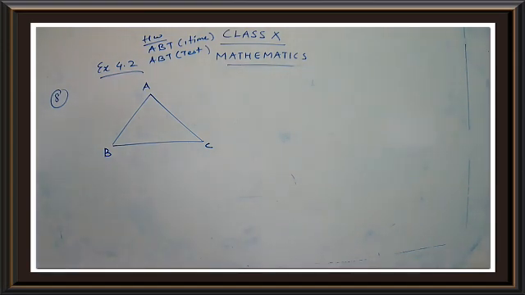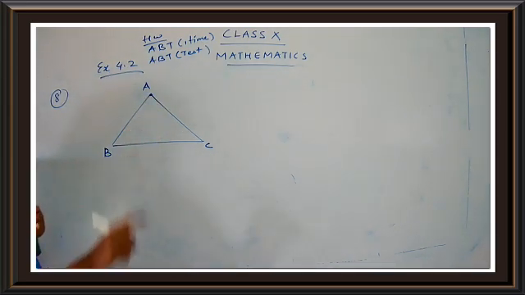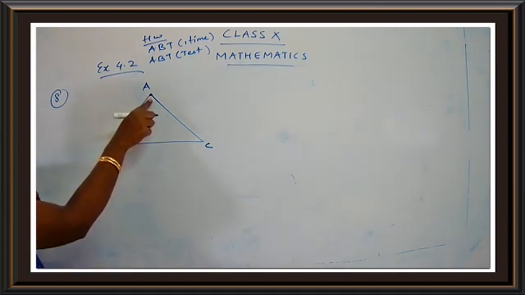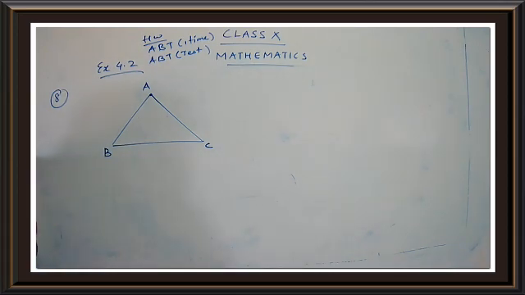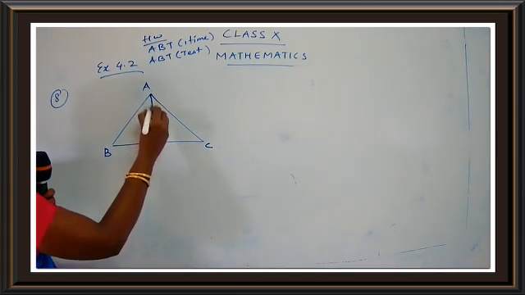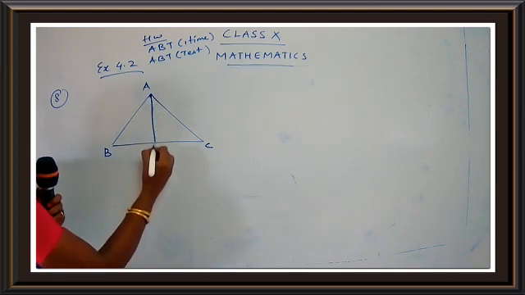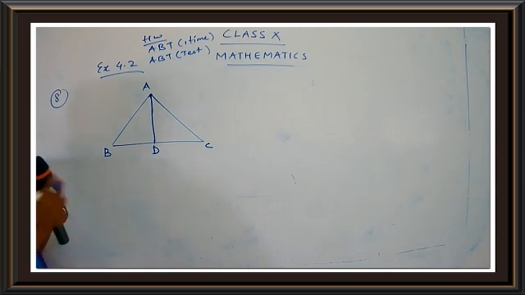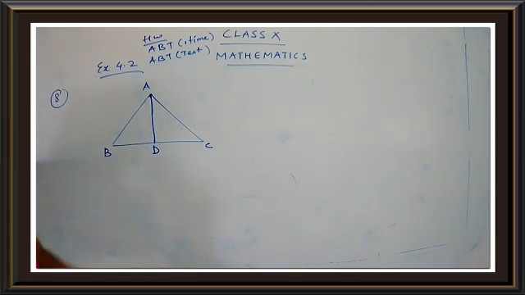So what else they have given to you? In triangle ABC, AD is the bisector of angle A. AD is the bisector meeting BC. So where is this bisector meeting? The bisector is meeting BC at which point? Meeting at D. So you have to just draw a straight line. Put it D. AD is the bisector which meets BC at D.